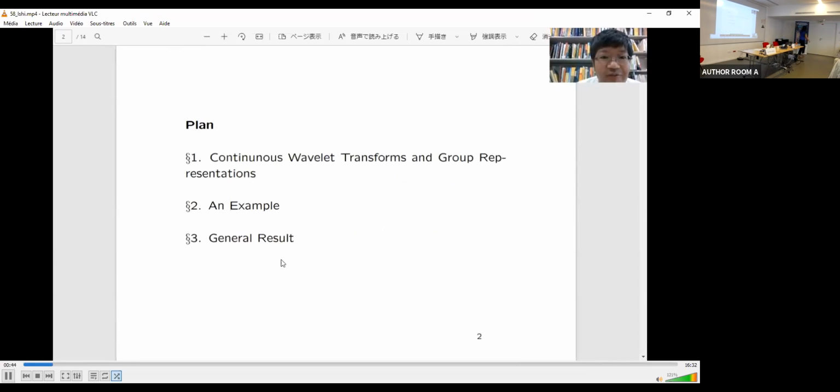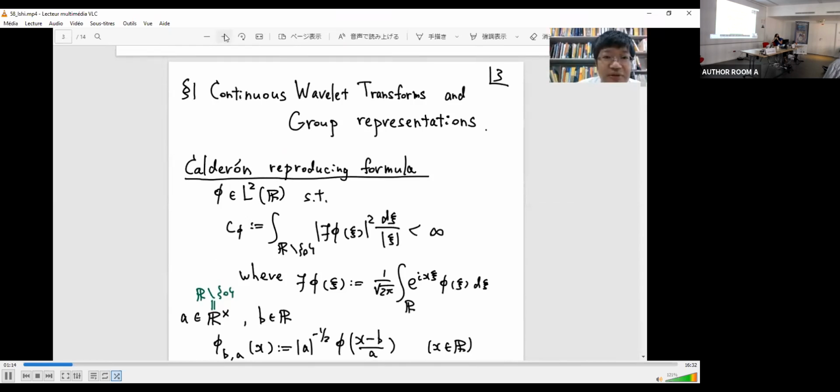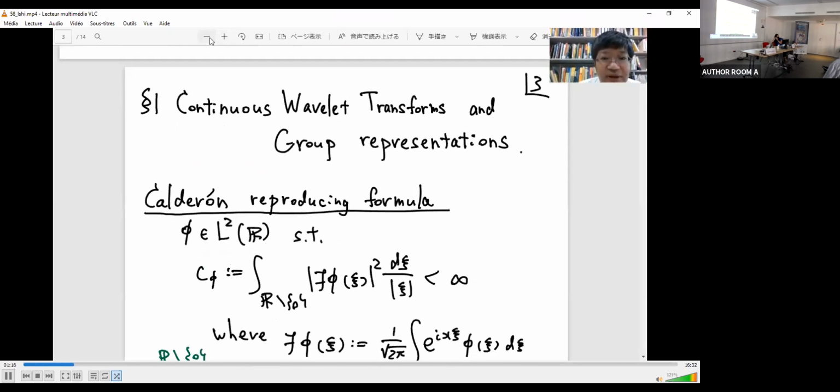So here's a plan of my talk. First, I introduce continuous wavelet transforms from the perspective of group representations. Then we show an application of our result to the analysis of vector-valued vector fields of three-dimensional space. After that, we go to the general argument. So let us start with the continuous wavelet transforms.